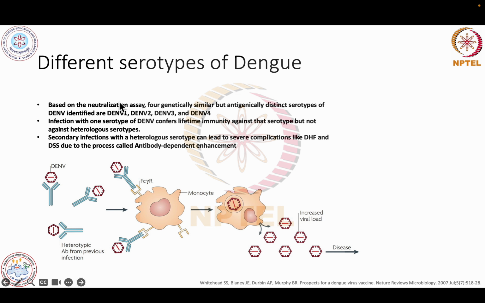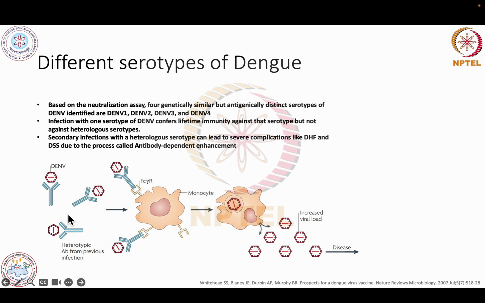Different serotypes of dengue. Based on the neutralization assay, 4 genetically similar but antigenically distinct serotypes of dengue were identified: 1, 2, 3, 4. Infection with one serotype of dengue confers lifetime immunity against that serotype but not against heterologous serotypes. Secondary infection with a heterologous serotype can lead to severe complications like dengue shock syndrome, due to a process called antibody-dependent enhancement.